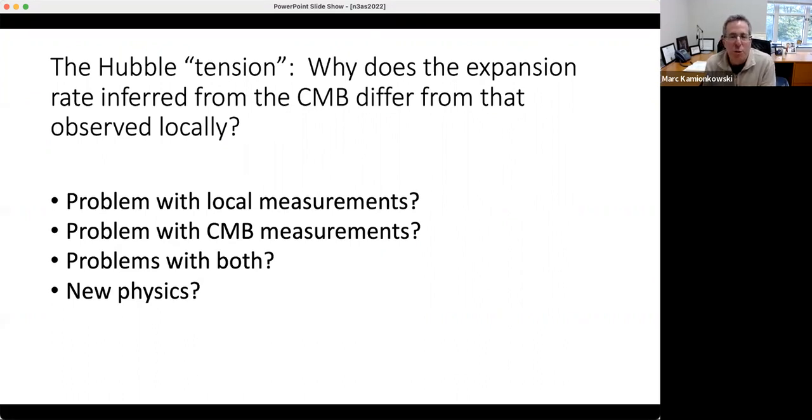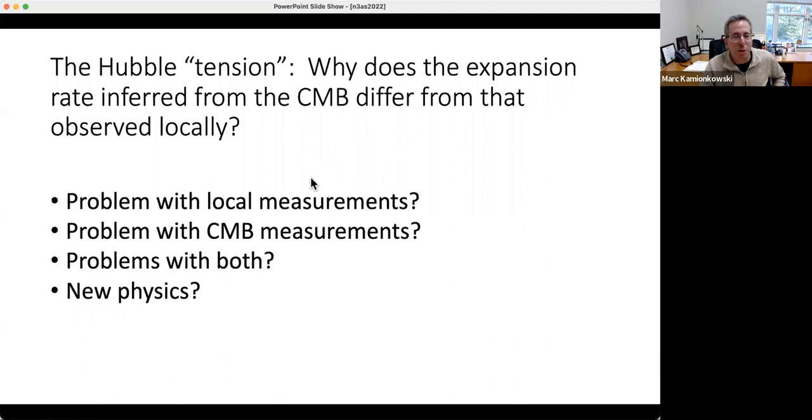And so that's the question. Why is it that the Hubble constant that we infer by measuring the local expansion rate differs from the Hubble constant that we infer by modeling observations of the cosmic microwave background and galaxy surveys? I am a theorist, and to break things down to the simplest possible interpretations, either there's a problem with local measurements, or there could be a problem with CMB and galaxy survey measurements, or there could be problems with both.